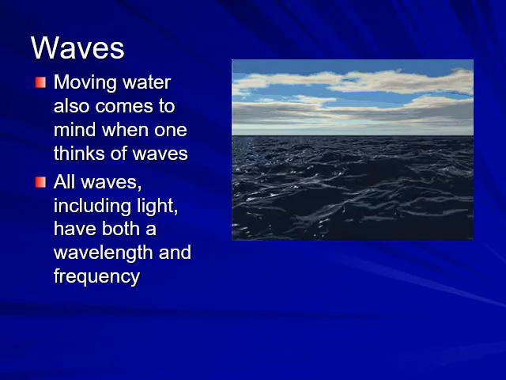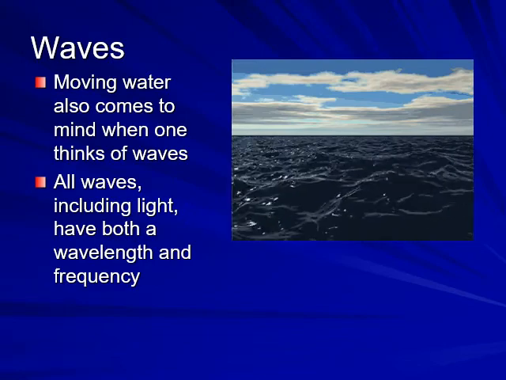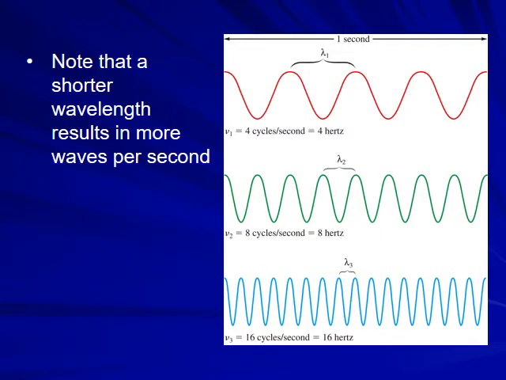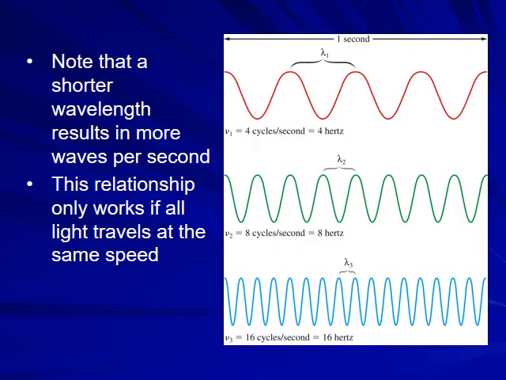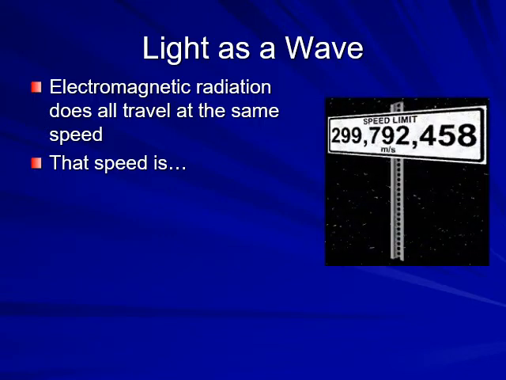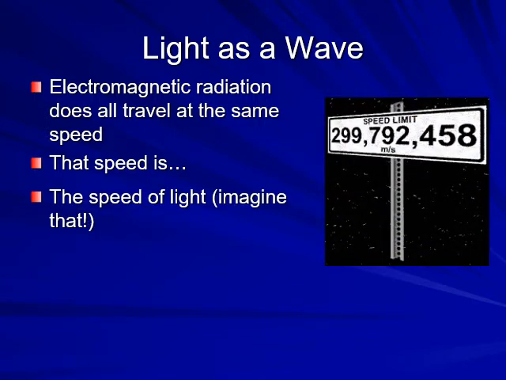All waves, including light, have both a wavelength and a frequency. Note that a shorter wavelength results in more waves per unit time. Now this relationship only works if all light travels at the same speed. And does it? Yes, in a vacuum, all electromagnetic radiation does travel at the same speed. That speed is about 3 times 10 to the 8 meters per second, the speed of light.